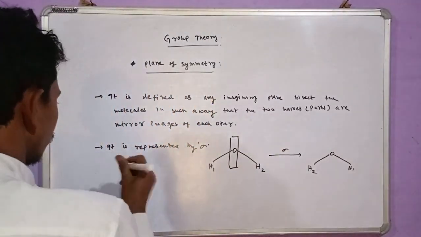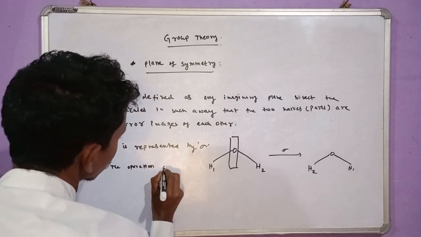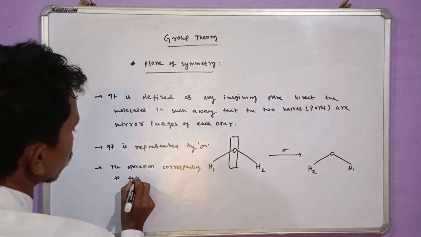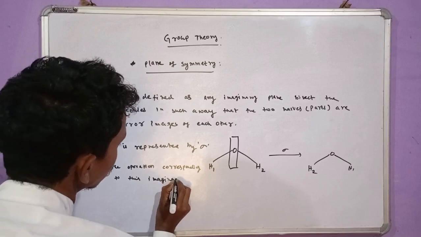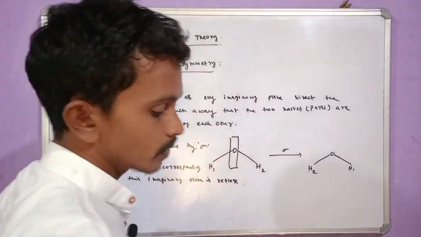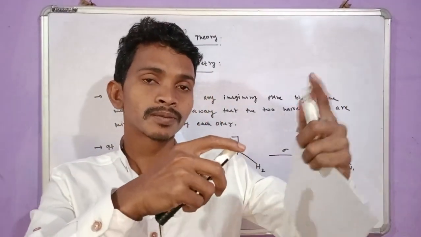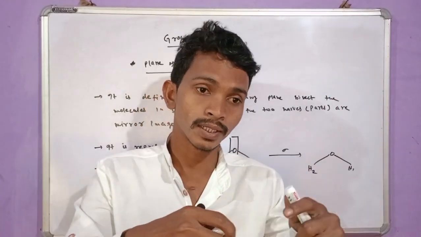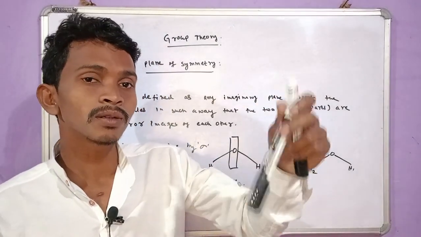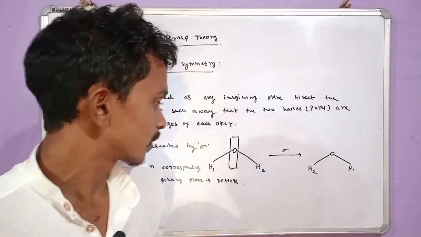So here the operation corresponding to this imaginary plane is reflection. For the axis of symmetry, the operation is rotation of a molecule from the original orientation to an equivalent orientation, rotation through any angle theta. But here our operation is reflection.